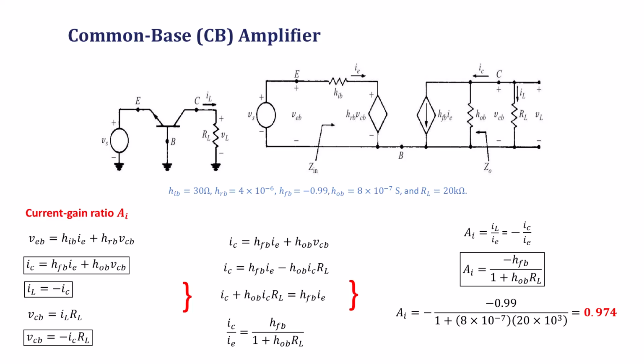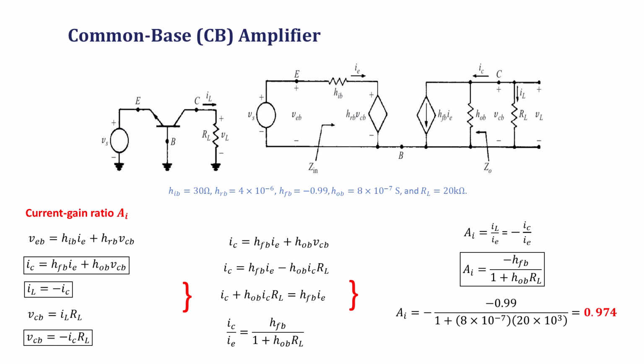Rearranging, IC plus HOB times IC times RL equals HFB times IE. Factoring out IC and dividing through, we get IC over IE equals HFB divided by 1 plus HOB times RL.